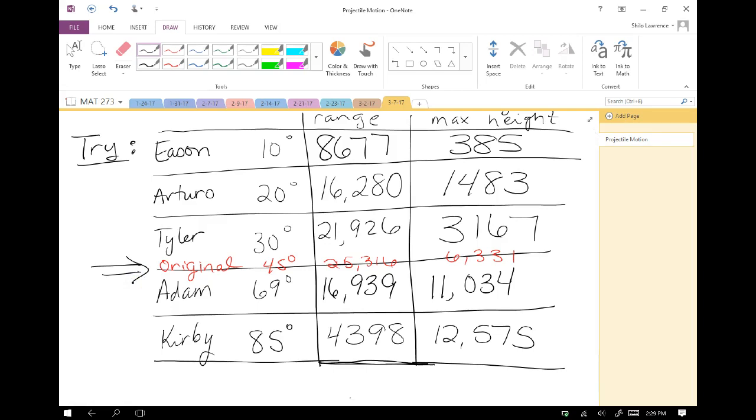Range is like a parabola. The numbers start to get bigger. 45 is the biggest, and then they get smaller again. And then what do we see going on with max height? It just gets bigger and bigger. Yep. As the angle goes up, the max height goes up.